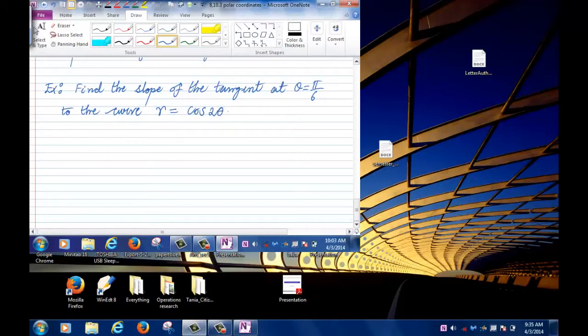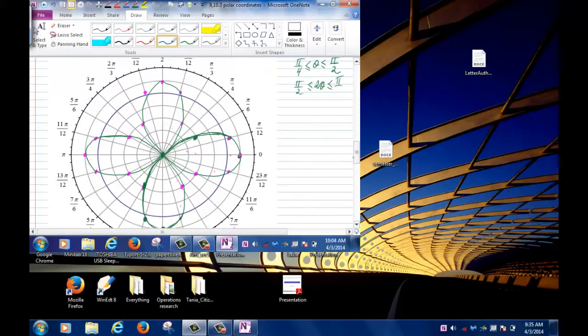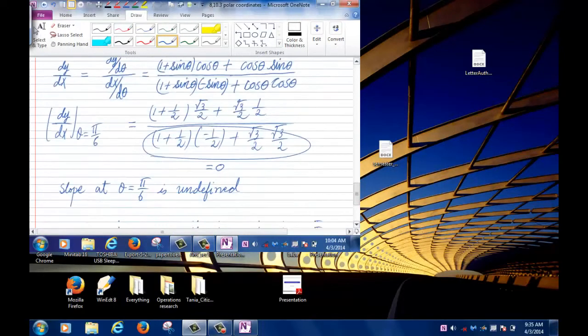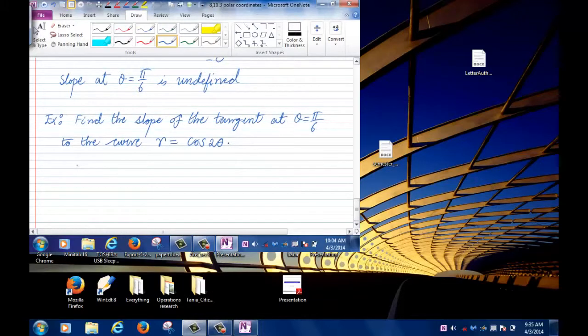Okay, so if you look at the picture here, we are trying to find the slope at this point here, right? Now, how do we do that? Well, once again, we have to express the curve parametrically. So what is x? x would be r times cosine theta, which is cosine 2 theta times cosine theta. y is r sine theta, which is cosine 2 theta times sine theta.